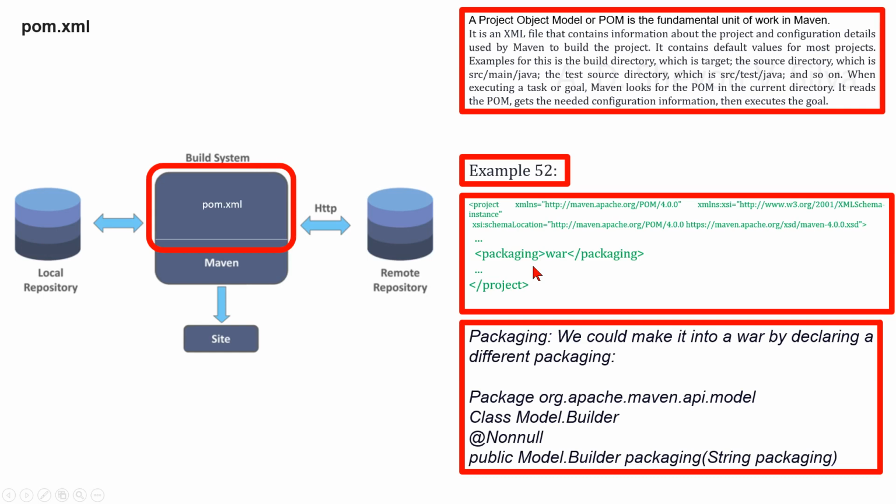:mojo:my-project:1.0 defined above will have the packaging as jar. We could make it into a war by declaring a different packaging. When no packaging is declared, Maven assumes the packaging is the default, jar.